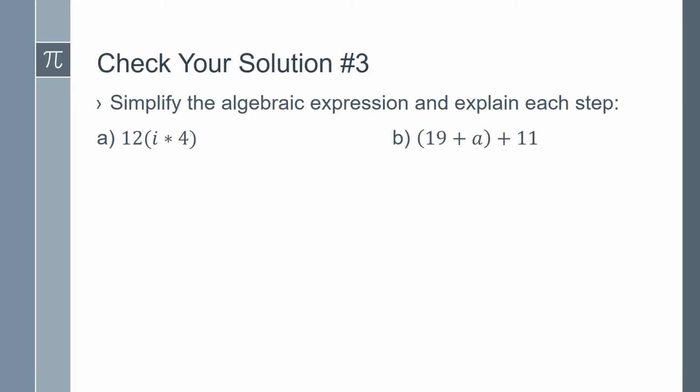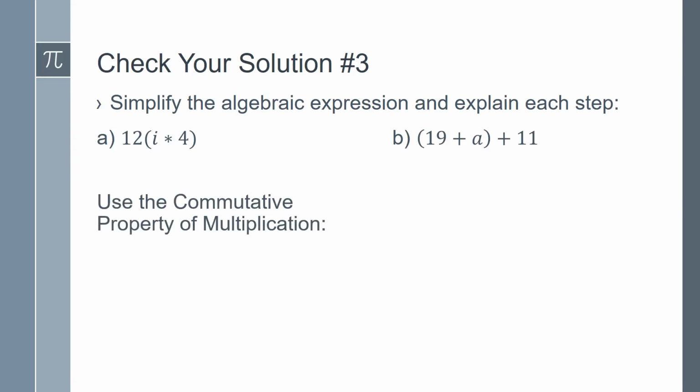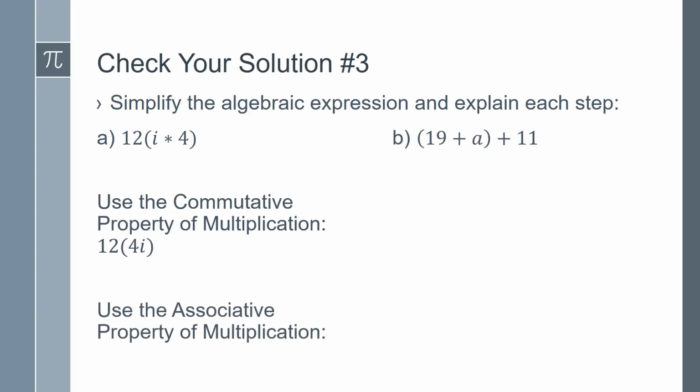Let's start by simplifying expression A. 12 times parentheses i times 4. We can use the commutative property of multiplication to rewrite. 12 times parentheses 4i. Next, we can use the associative property of multiplication to rewrite and then simplify. The expression becomes parentheses 12 times 4 times i. 12 times 4 is 48, so it simplifies to 48i.